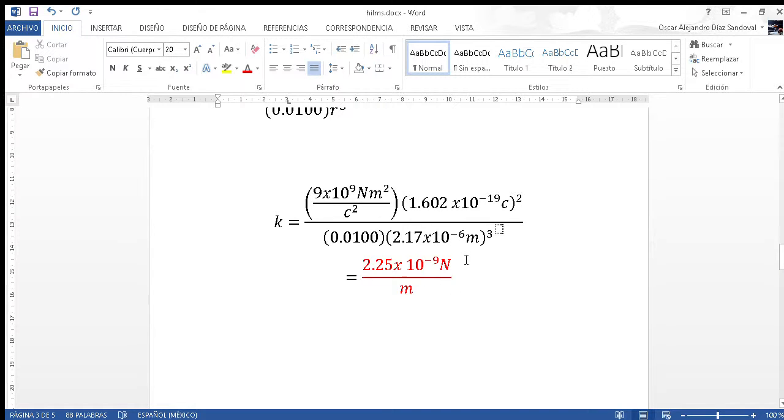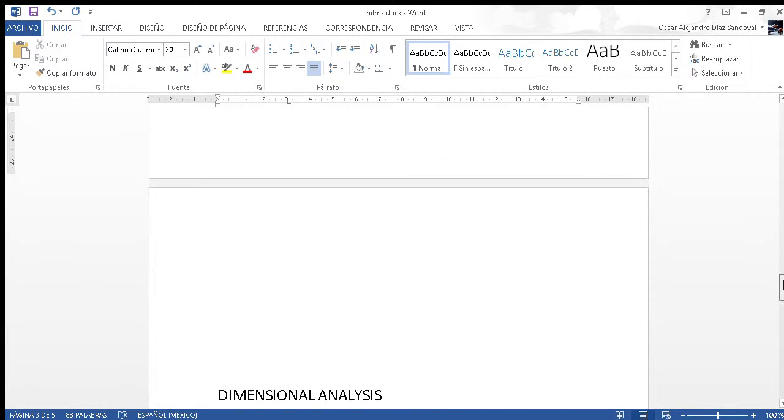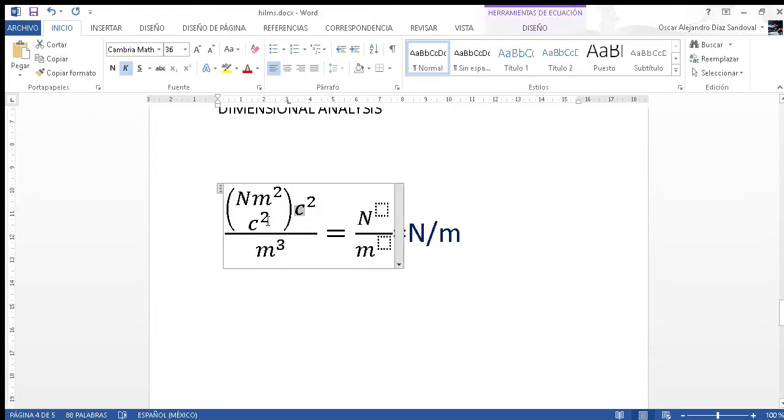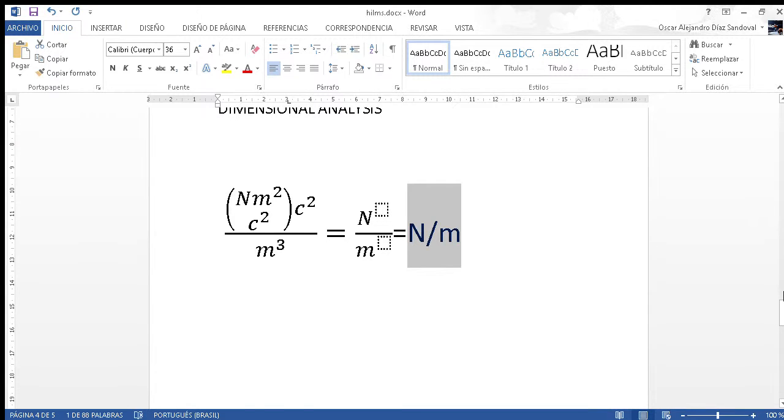Okay, guys. So we have these units, and if we do this multiplication, the coulombs are going to cancel because it's the same, and like you know, we multiply first this and divide between C squared. We're going to have only newton in the numerator, and in the denominator we're going to have meter. So this is the units for the constant.